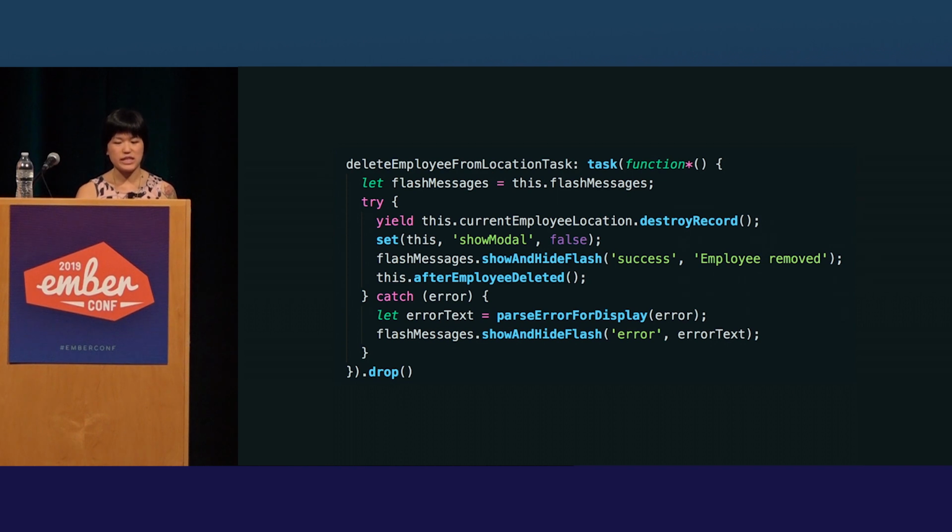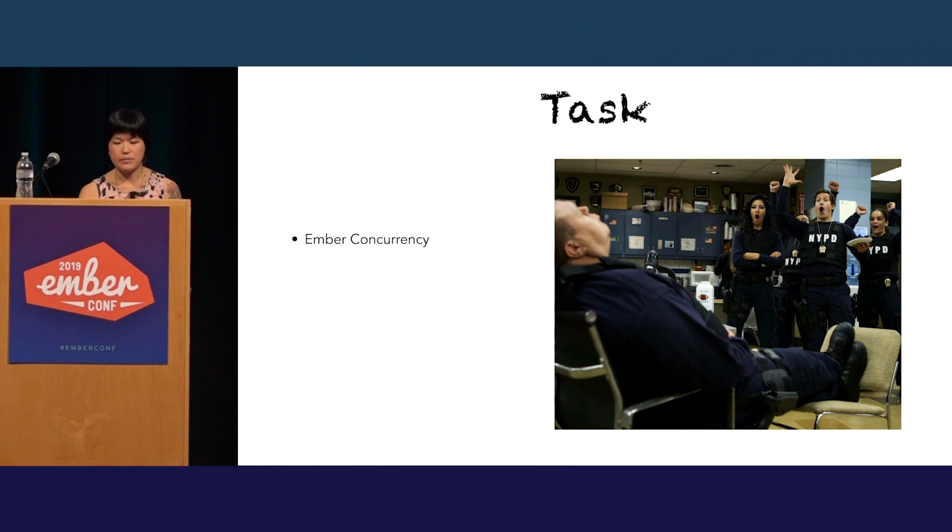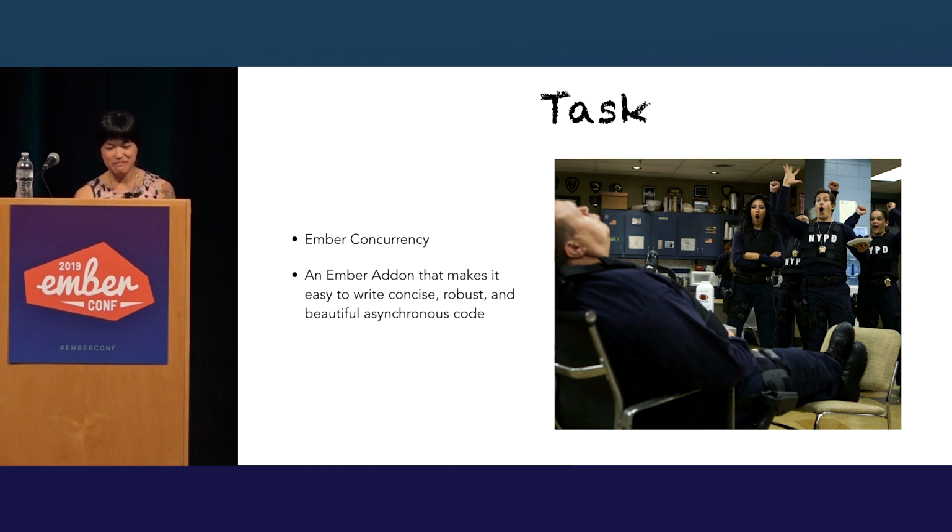Okay, T is for task. I was like, what is this task thing? And then I found out it was part of this library, Ember Concurrency. I actually had Ember Concurrency under C, but I thought that would be too many C's for one talk. So now it's under T. Ember Concurrency is an Ember add-on that makes it easy to write concise, robust, and beautiful asynchronous code. It comes with this awesome task primitive, which has a bunch of magical benefits over JavaScript promises.